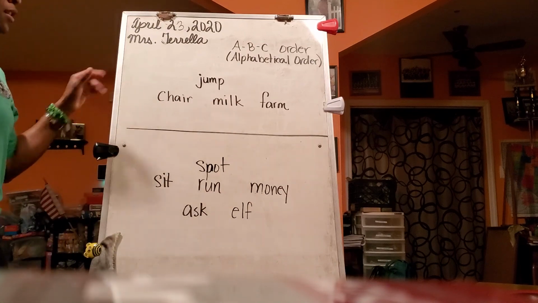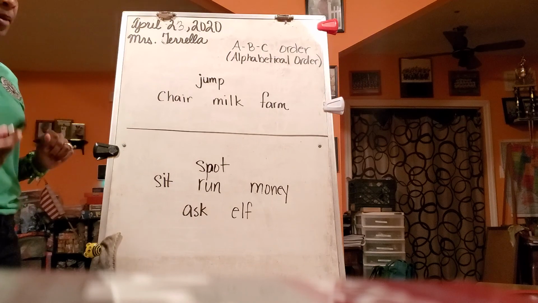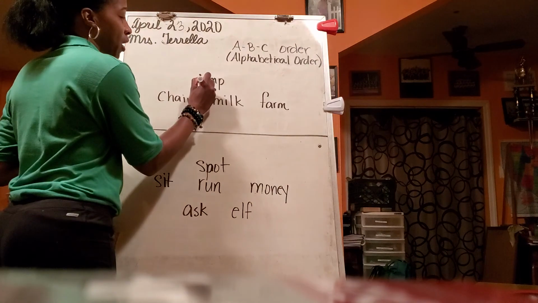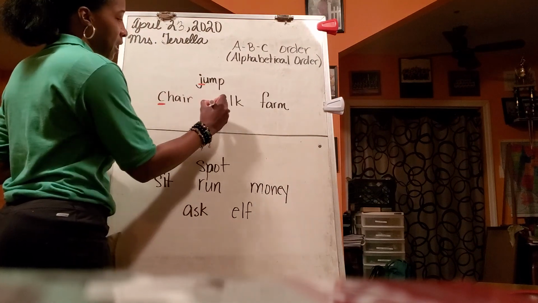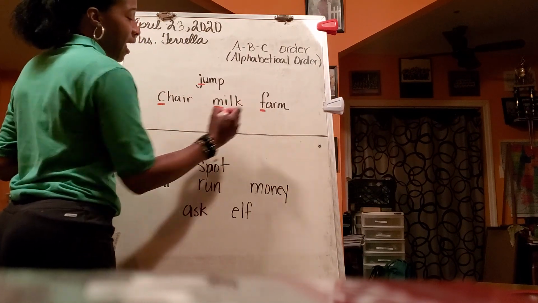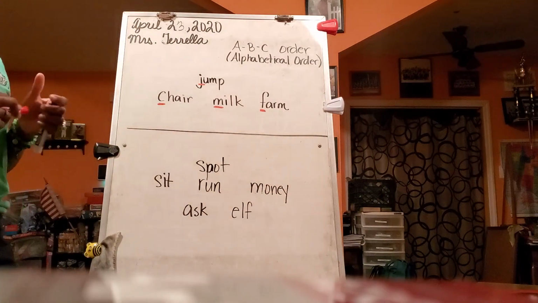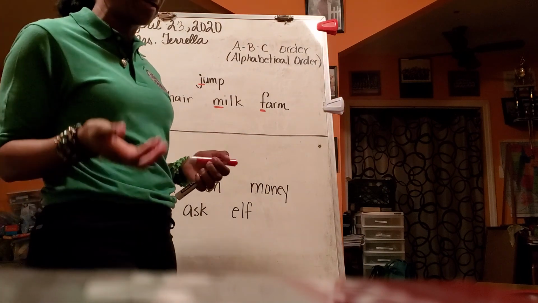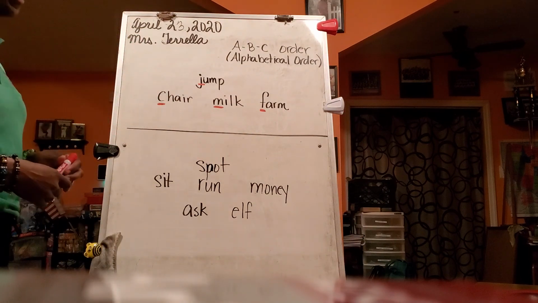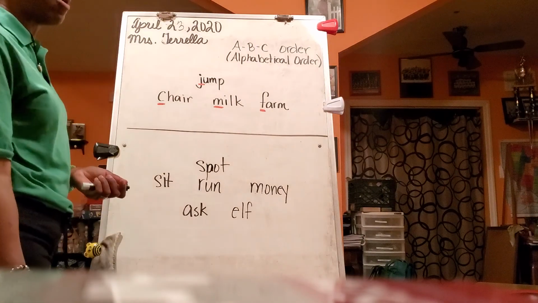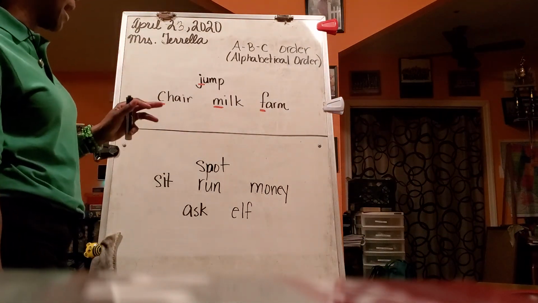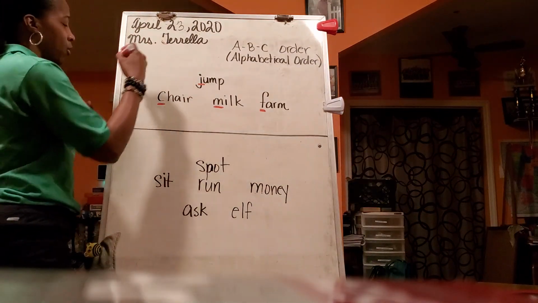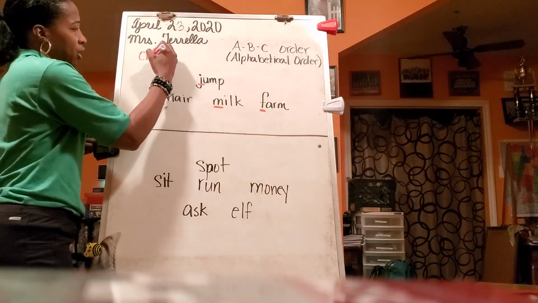In order to put them in ABC order or alphabetical order, I first have to look at the first letter in each word. So that's J, C, M, F. Then I have to put those letters in order. So sometimes you might have to say your alphabet to yourself so you know what comes first, second, third, and so on. So if we said our alphabet A, B, C, oh, I got a word that starts with C, so he must be my first word. Chair.